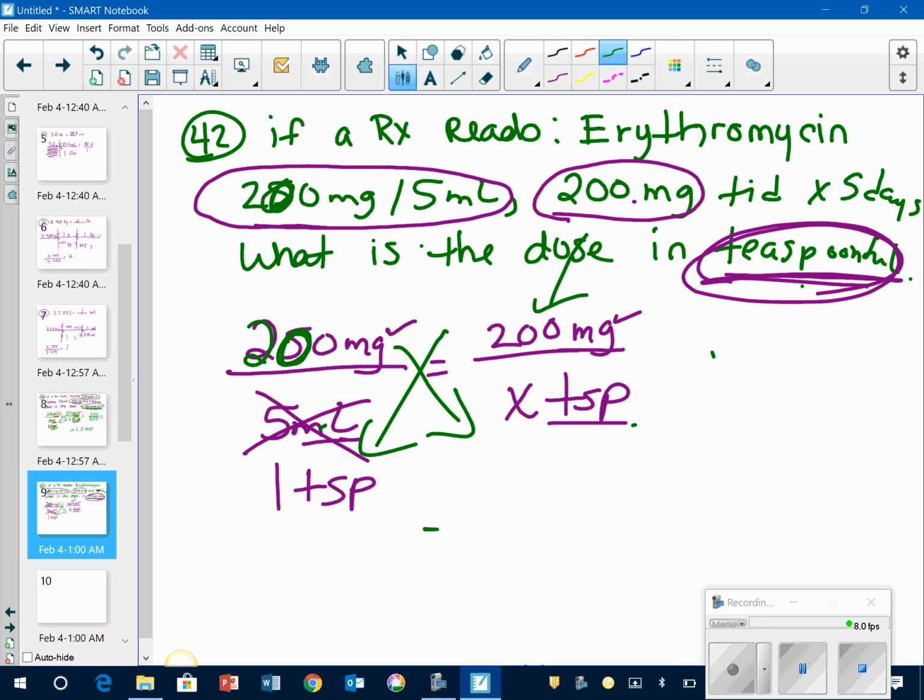So then we're going to cross multiply, and 200 multiplied by X goes on the bottom, so you have 200X, and then 200 times 1 would be 200. Okay, and so your answer is going to be 1 teaspoonful.